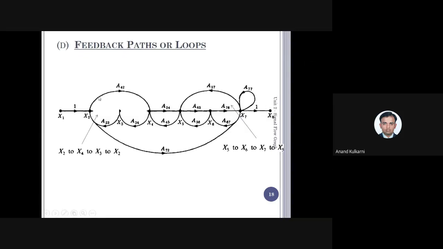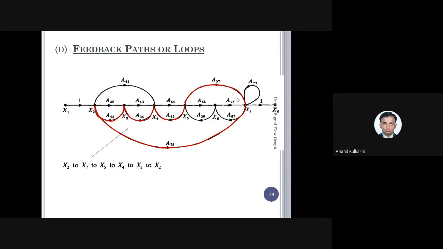This part from 2 to 4, 4 to 3, and 3 to 2 was one loop. Then the top sector, or the semicircle part, is one more loop. Then there is one more loop here, which is slightly confusing. You just observe here: from 2 to 3, 3 to 4, 4 to 5.